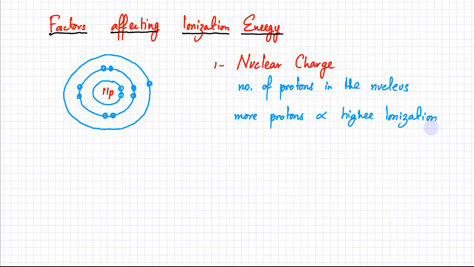A higher ionization energy. The reason being the positively charged nucleus is attracting all those electrons. And if you increase the number of protons, there's more positive charge in the center, and that's going to lead to a higher force of attraction for the electron. So it's going to become more difficult to remove an electron.